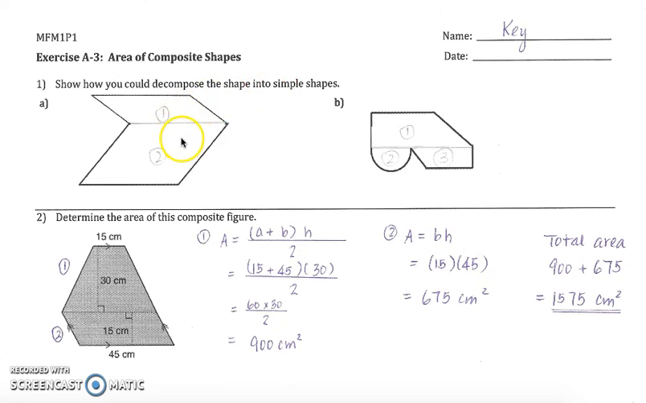So diagram A can be divided into two parallelograms, one at the top, one at the bottom. Part B, if you draw a line here, you end up with a trapezoid at the top, a semicircle, and a smaller trapezoid at the bottom.